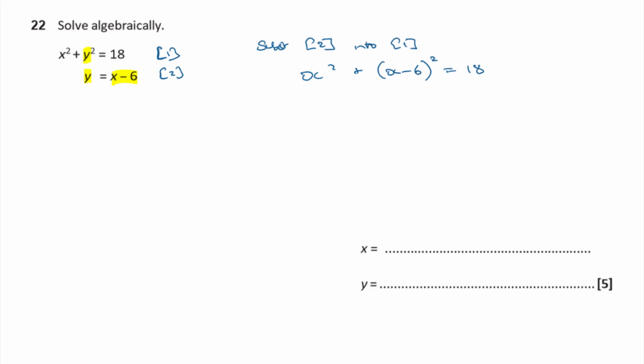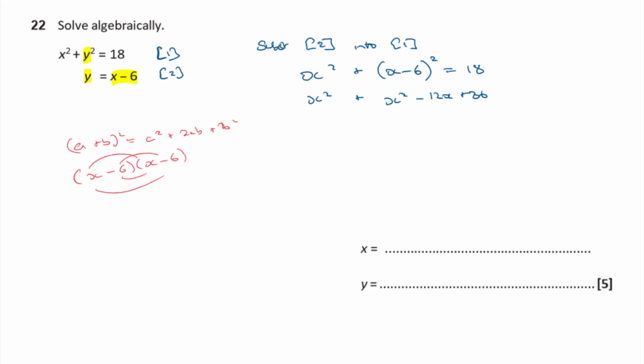Sorry, squared. Okay, so squaring that bracket there, I'm going to get x squared plus x squared minus 12x plus 36. I'm using the identity to do that quickly. I'm using a plus b squared equals a squared plus 2ab plus b squared. If you use that, you can just do them fast. Otherwise, you could just write as two brackets, so x minus 6, and do FOIL on it. Either way, you're going to get x squared minus 12x plus 36, and that is equal to 18.